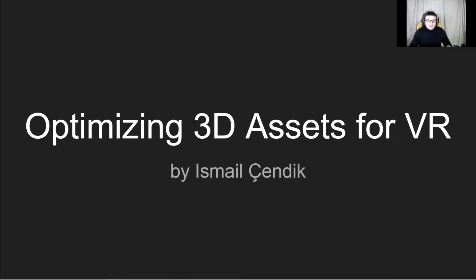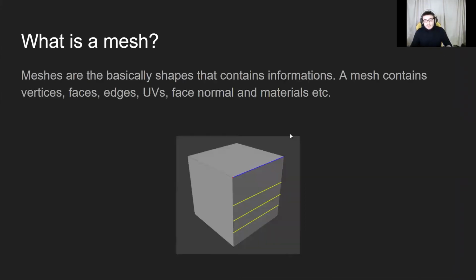Today we are going to, as Michael mentioned, talk about how to optimize your 3D assets for VR. So let's get started. Okay, so we should know the basics of computer graphics, which is meshes. Meshes are basically shapes that contain information. A mesh contains vertices, faces, edges, UVs, face normals, and materials, etc. This is the basic of computer graphics.